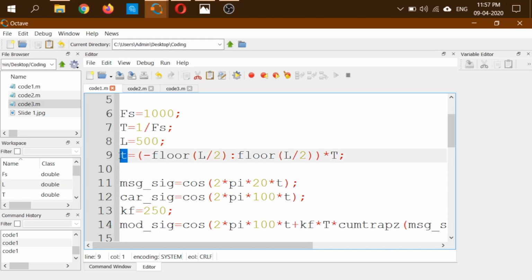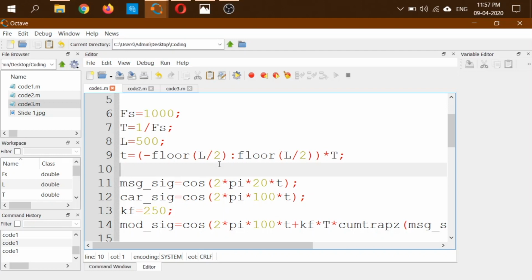And then the time axis is constructed in this way. I'm going from minus L by 2 till L by 2, into T. T is multiplied because there is a gap of capital T, which is 1 by fs, between two consecutive samples, and I have started from minus L by 2 to L by 2. And floor, because this L by 2 could also be a fractional number, so I have taken this floor function. The floor function will take it to the lowest integer.